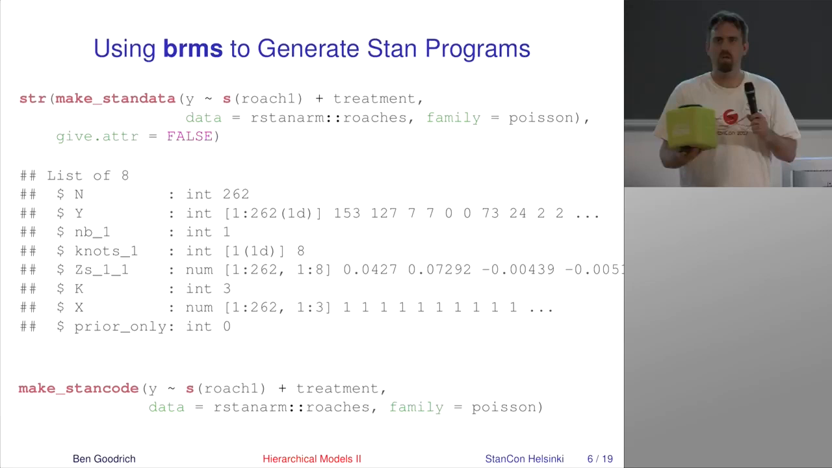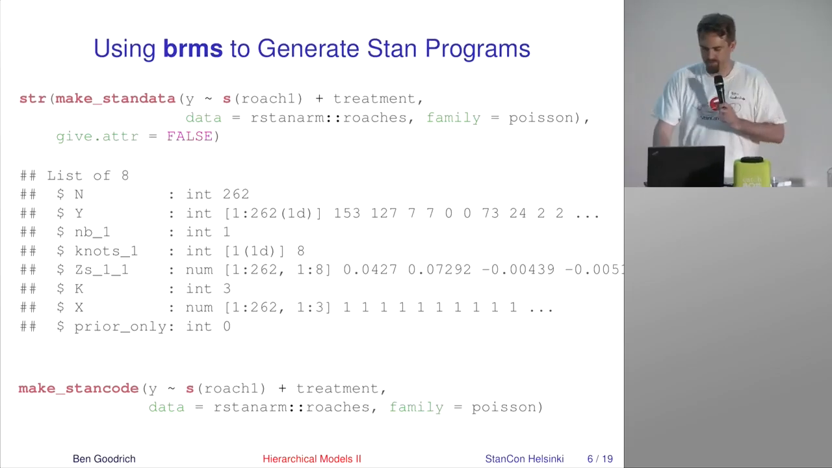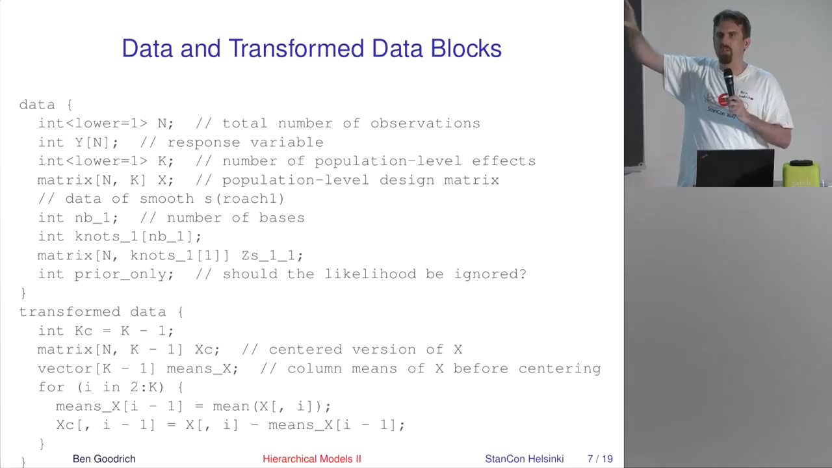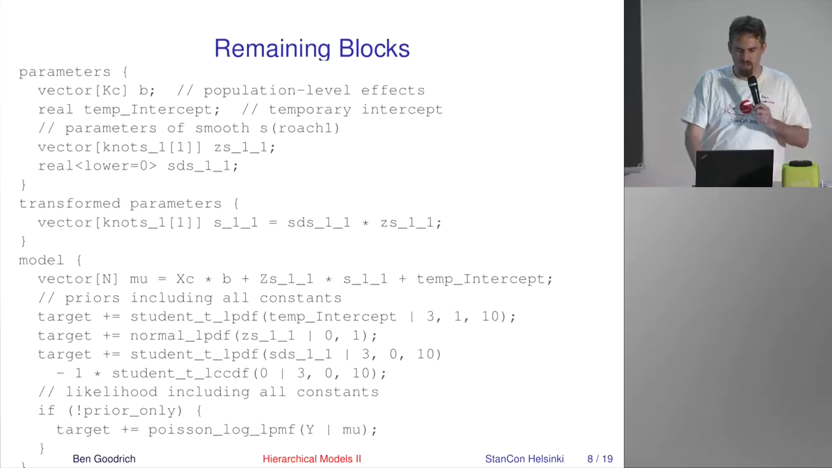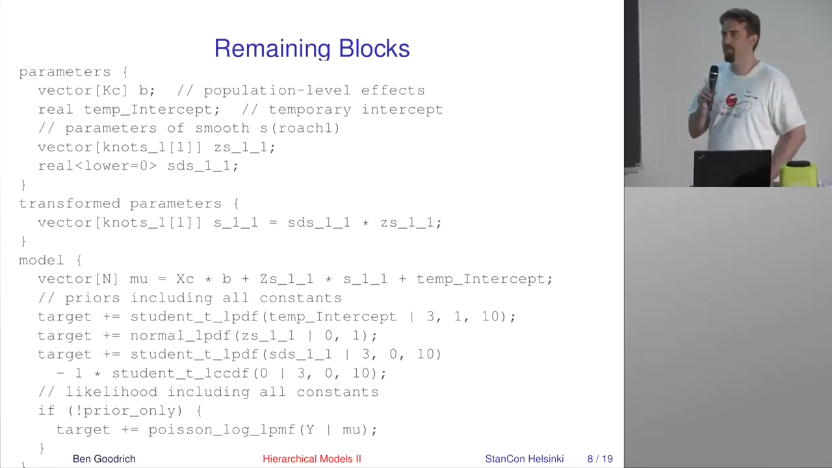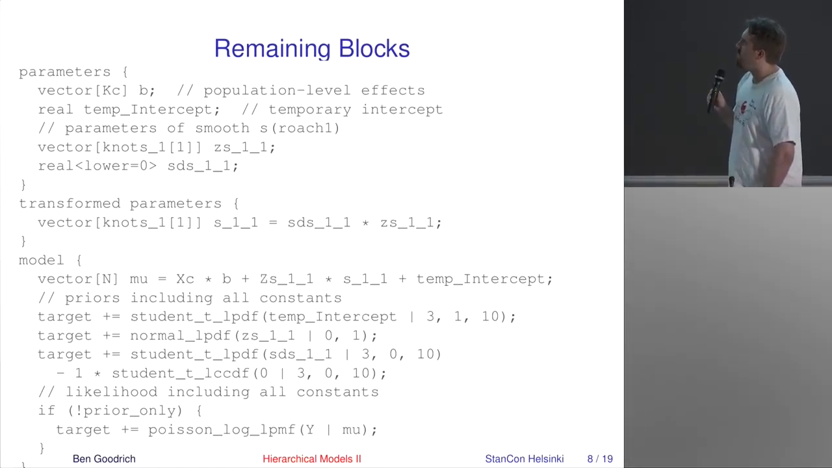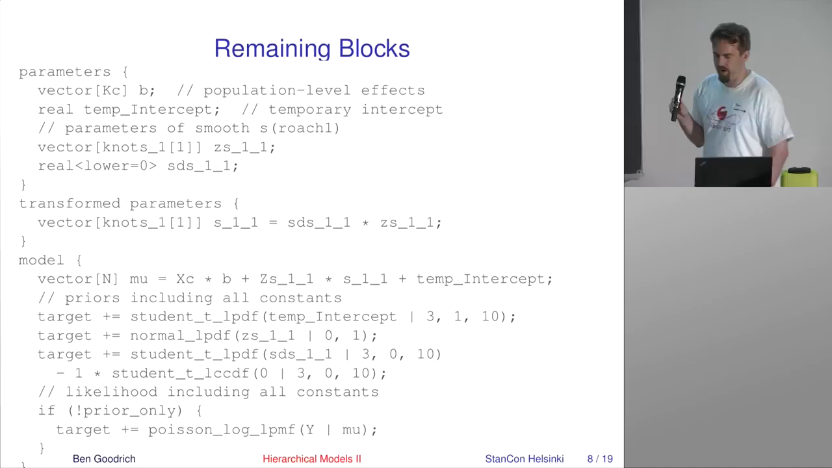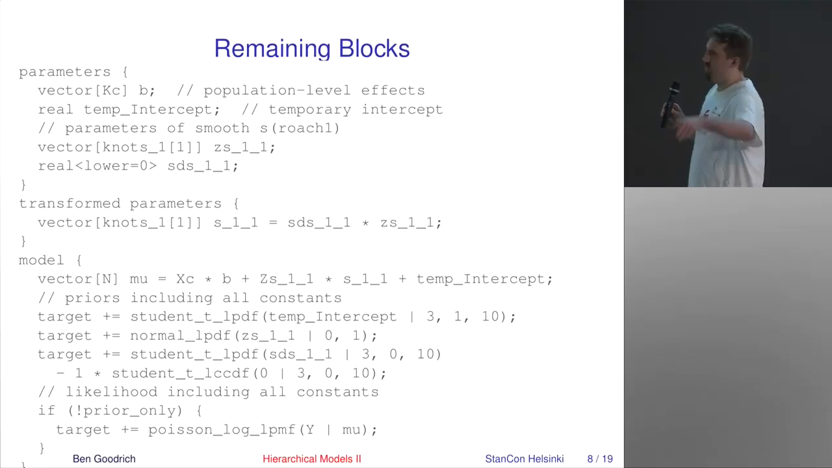Others? Okay. Okay, so we're comfortable with the data and the transformed data blocks of the Stan program generated by brms. Okay, so now the rest of the blocks. This is going to consist of the parameters block, the transformed parameters block, the model block, and the generated quantities block, although the generated quantities block didn't fit on the slide here. But if you type that on your laptops, you can see it.